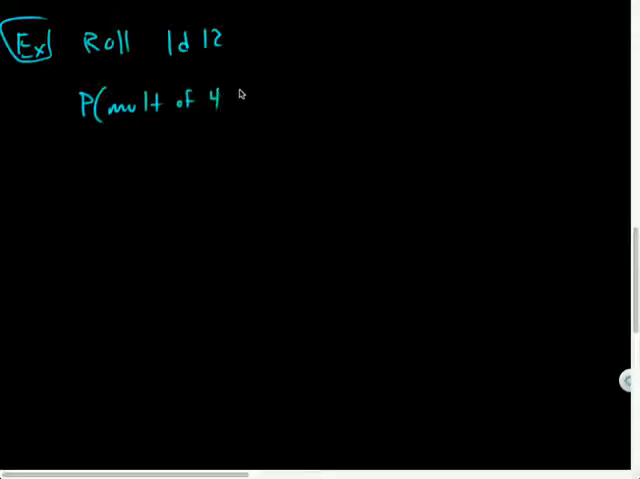All right, now let's look at another example. Let's say I roll a 1d12. You guys know what a d12 is. It's a 12-sided die, right? So let's find the probability. Actually, I'll just write it probability style. The probability that the number is a multiple of 4, given that I knew that it was even.